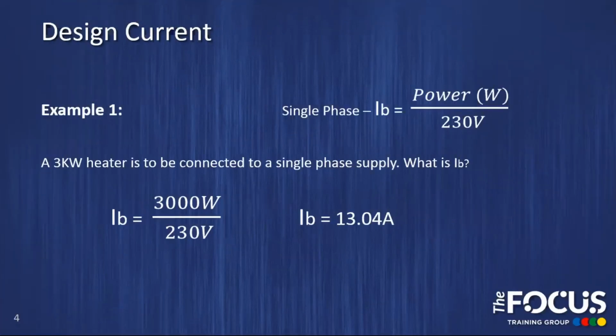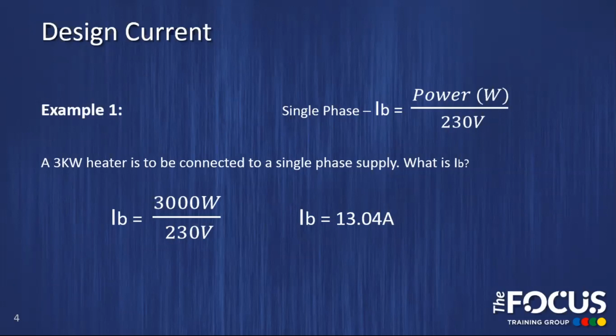Let's have a look at some examples. First up we have single phase. So we can see our single phase formula, top right, power over 230 volts, because we're talking about the standard domestic supply in the UK. In our example it says a 3 kilowatt heater is to be connected to a single phase supply. What is IB, or what is design current?